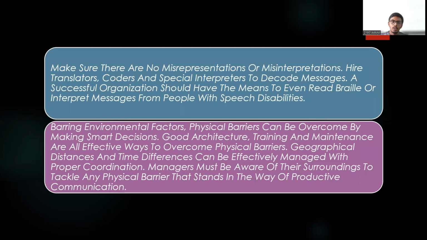Varying environmental factors, physical barriers can be overcome by making smart decisions. Good architecture, training, and maintenance are all effective ways to overcome physical barriers. Geographical distances and time differences can be effectively managed with proper coordination. Managers must be aware of their surroundings to tackle any physical barrier that stands in the way of productive communication.